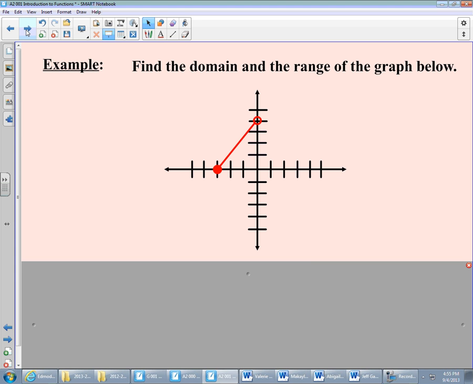Okay, now let's look at some basic examples here. Make sure we get the idea of how this interval notation works. Find the domain and the range of the graph below. You may want to jot these down and give it a try for future reference.